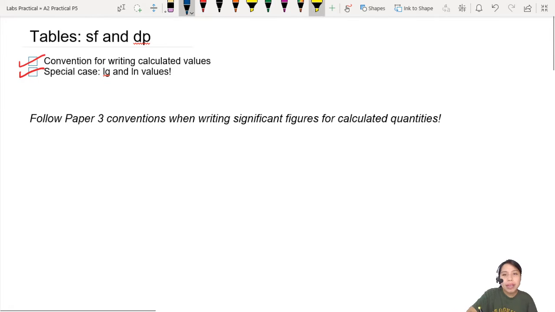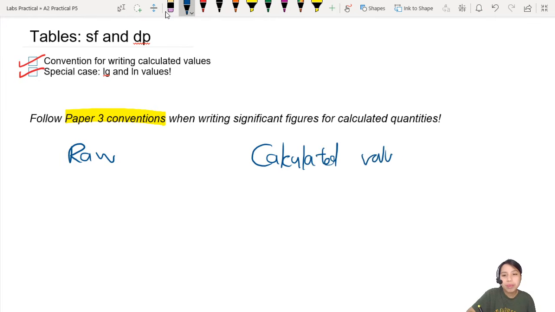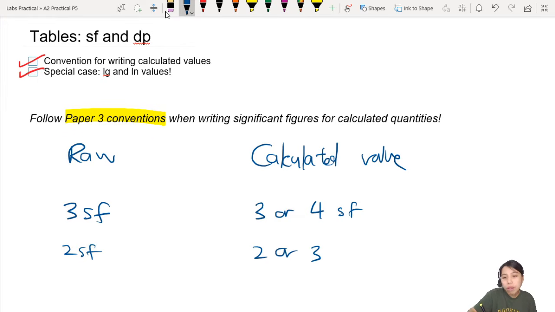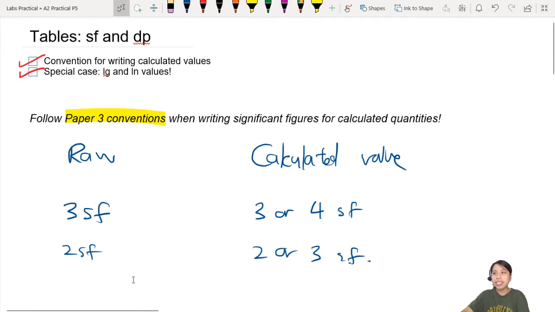So the first rule of thumb is you need to follow paper 3 convention. Don't forget your AS. What you remember from AS, you use it. So in AS, we have what we call the raw value, and you do some magic to it, a calculation, and you have a calculated value. So if your raw value has, for example, 3 SF, your calculated value should be the same or plus 1, so 3 or 4 SF. Or if you have 2 SF, then this can be 2 or 3. Same or plus 1.